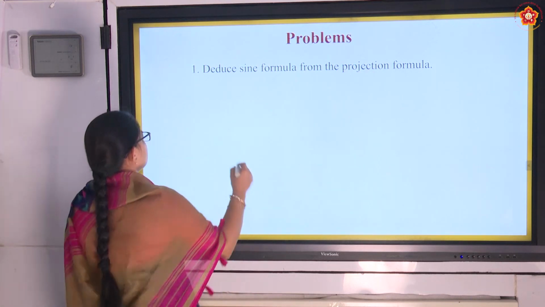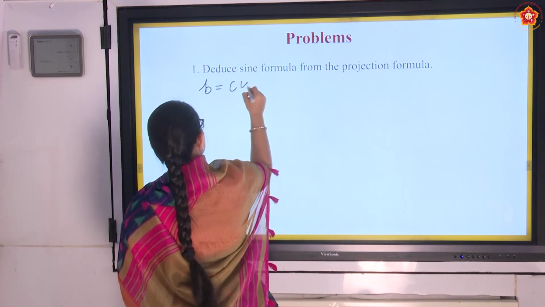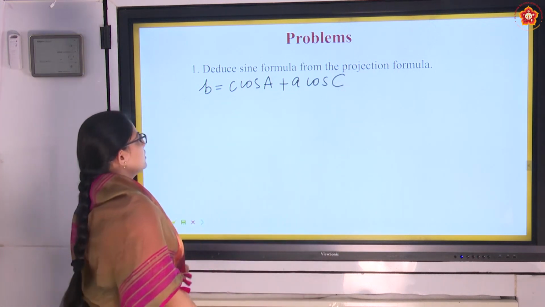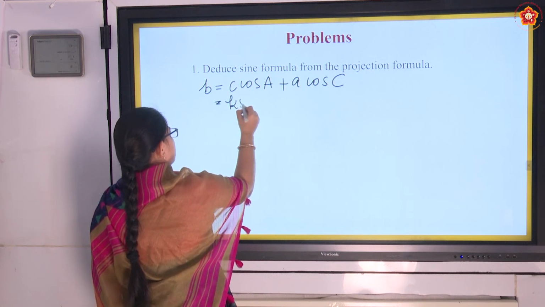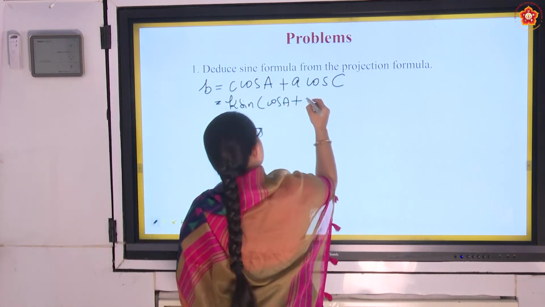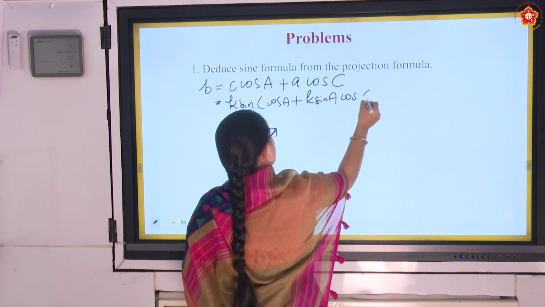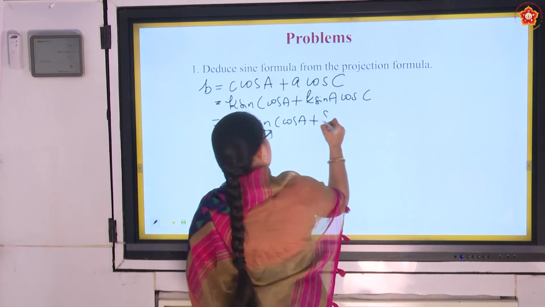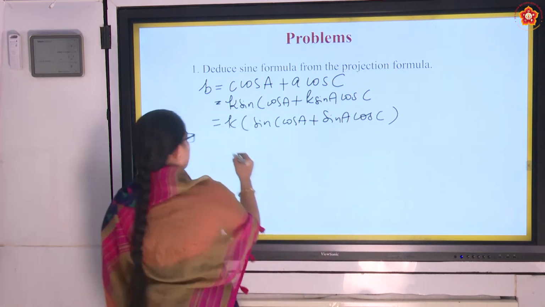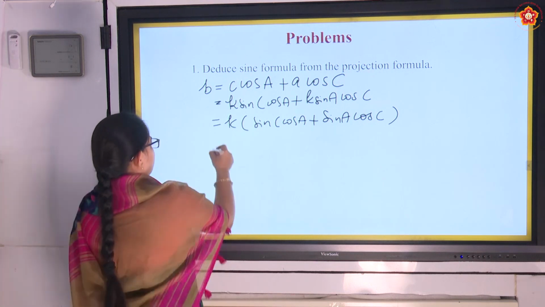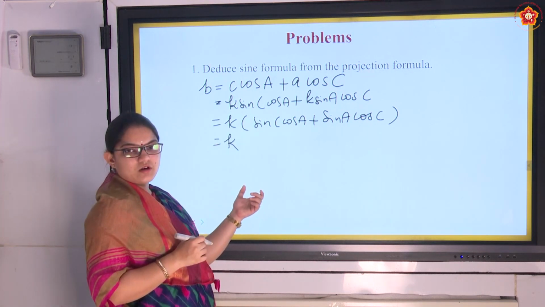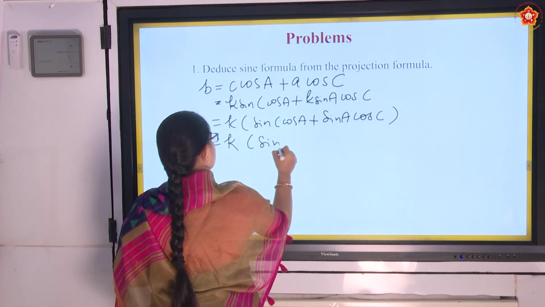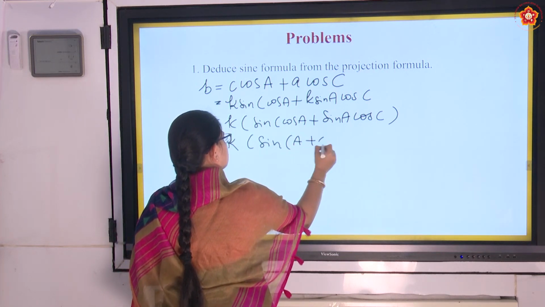Now let us take the second one, that is, we have b is equal to c cos A plus a cos C. Now for c, let us substitute c as K sin C, and a as K sin A. Now you can take K out, so that is sin C cos A plus sin A cos C. Now again we can see this is of the form sin A cos B plus cos A sin B, but in place of A you have C, in place of B you have A. So we can write this as sin (C plus A) or (A plus C).